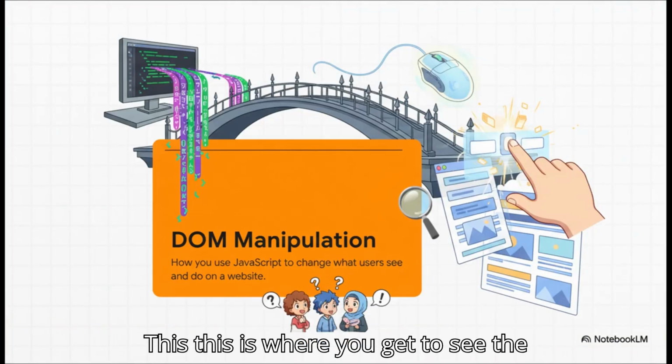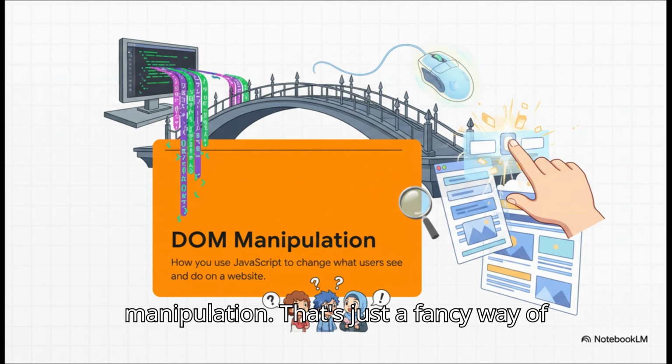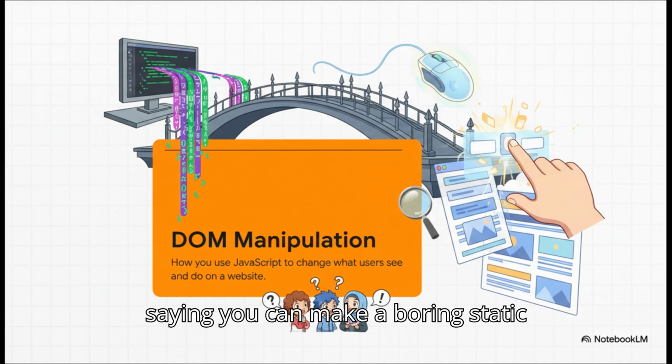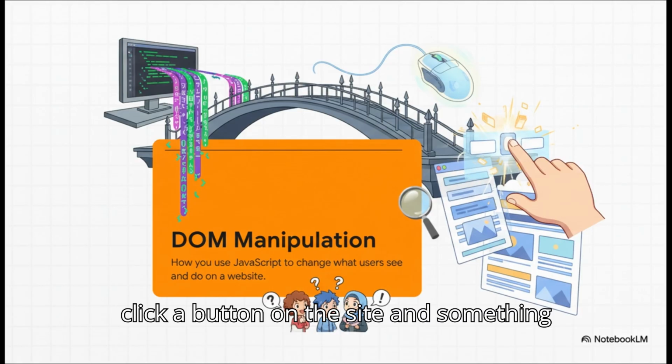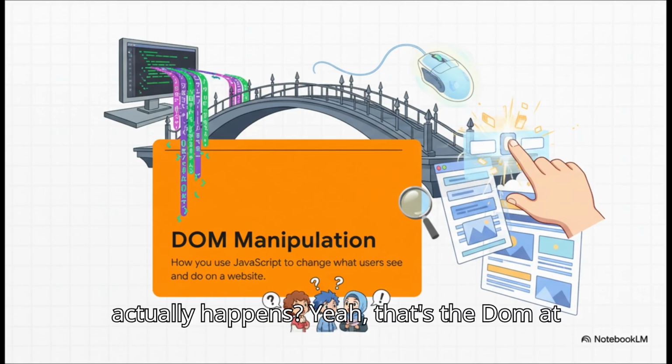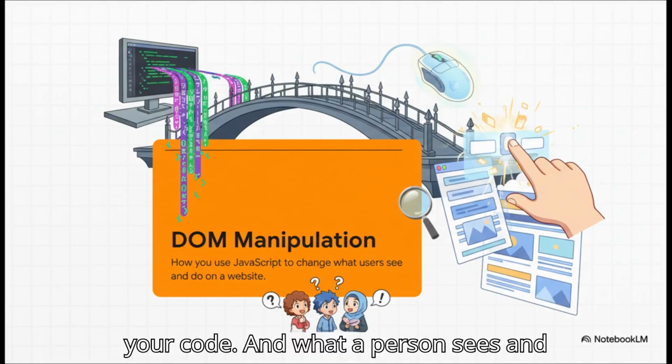And this is where you get to see the first piece of real magic happen. DOM manipulation. That's just a fancy way of saying you can make a boring, static web page come to life. You know when you click a button on a site and something actually happens? Yeah, that's the DOM at work. It's literally the bridge between your code and what a person sees and clicks on.